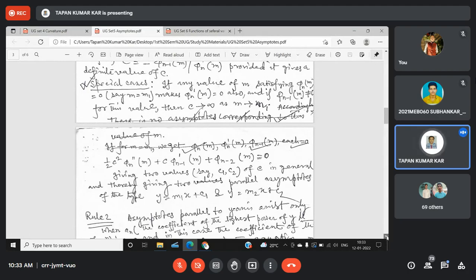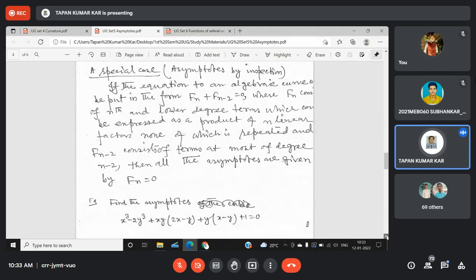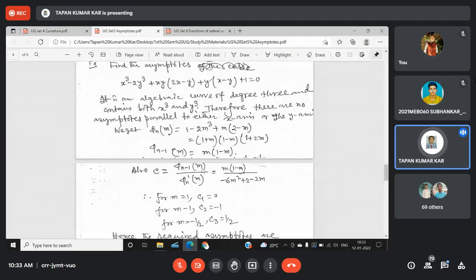I will show you later if there is any example. Here, look at this. For three values of m equal to minus 1, m equal to 1, and m equal to minus half, for none of the values of m is phi n dash m equal to 0. So that case does not arise in this example. Okay?